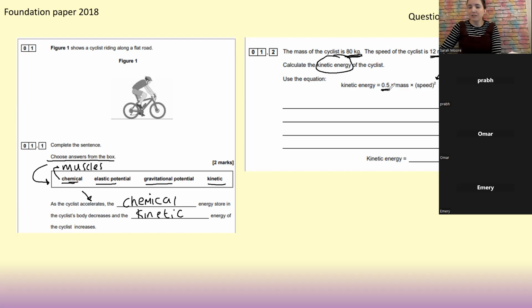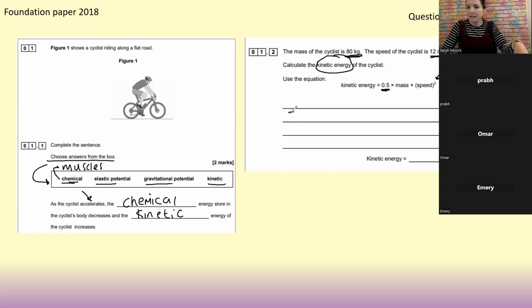So 0.5 is a constant. That number won't change. It's always 0.5 in the kinetic energy equation. That's the first thing to note about this equation. The second thing is don't forget to square speed. People often forget to do that. If you're not sure how to use the squared function on your calculator, then just times the number by itself. That's all squared means. And it's always good practice to lay out your calculations, any calculation-based answer, as I'm about to show you now.